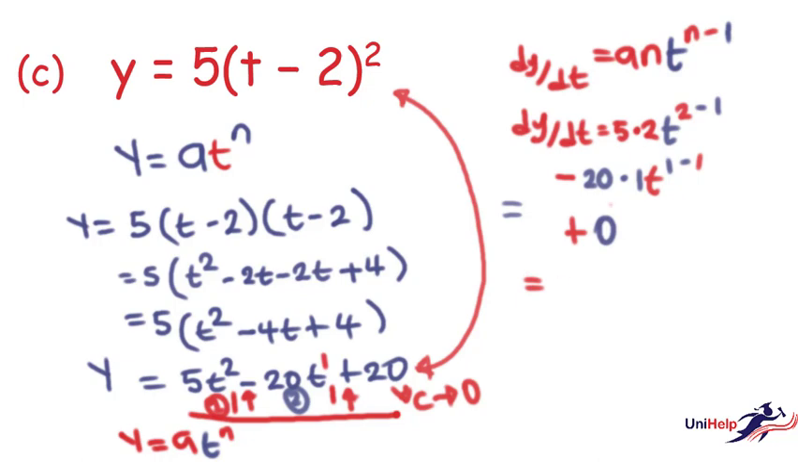which in all is equal to 5 times 2 is 10, t raised to the power 2 minus 1 is 1. 1 minus 20 times 1 is 20, t raised to the power 1 minus 1 is 0, which is equal to 10t minus 20, because t raised to the power 0 is simply 1. And that's the final answer to this problem.